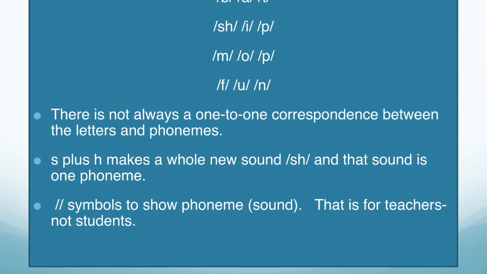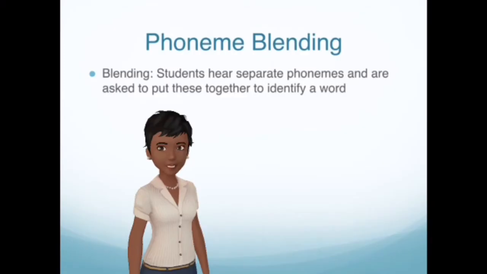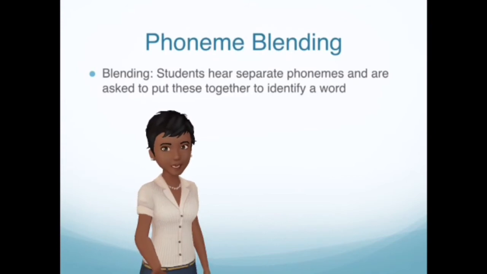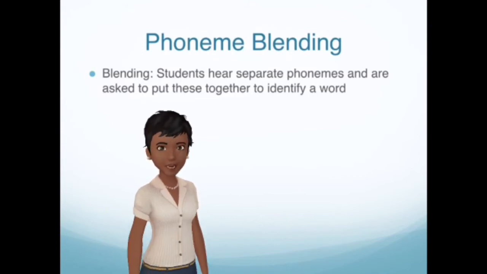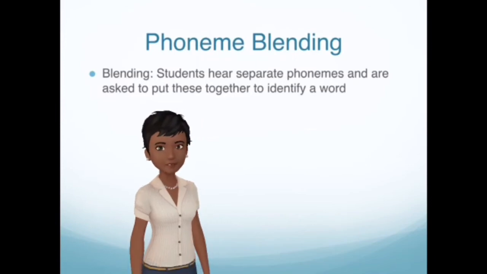Phonemes can be tricky for adults to identify because our minds might want to focus on the spelling instead of the sounds. For example, S plus H makes a single phoneme. Emergent readers may do activities that involve hearing the separate sounds in a word, and then putting these together to form a word. Practicing these skills will help them sound out written words later when they learn phonics. This skill is called phoneme blending.